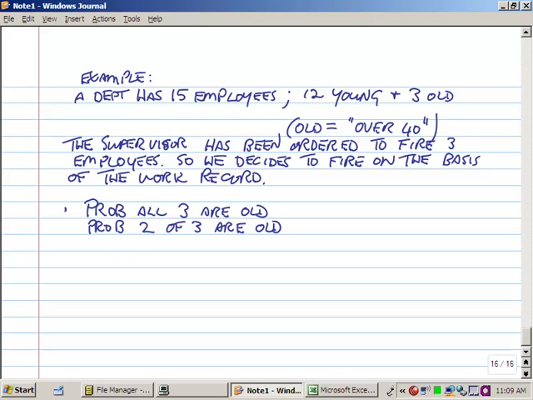So first one, let's call these A and B. A, probability all three are old, so that means that the first one will be old, second one is old, third one is old.